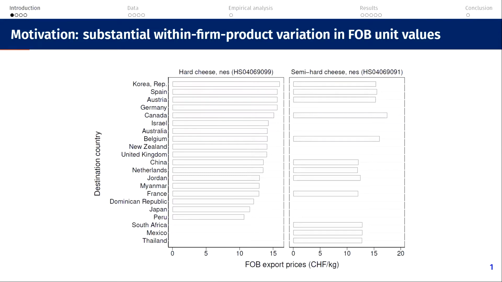Shipping costs are not included. These are free on board prices, and so technically this should be the same, right? But what we see is that the firms are charging as high as 18 Swiss francs per kg in Korea and a low of around 12 Swiss francs per kg in Peru. The question I'm trying to answer is what drives firms to behave this way, especially when I take into account distance. So I want to see what role distance plays in this price setting behavior.